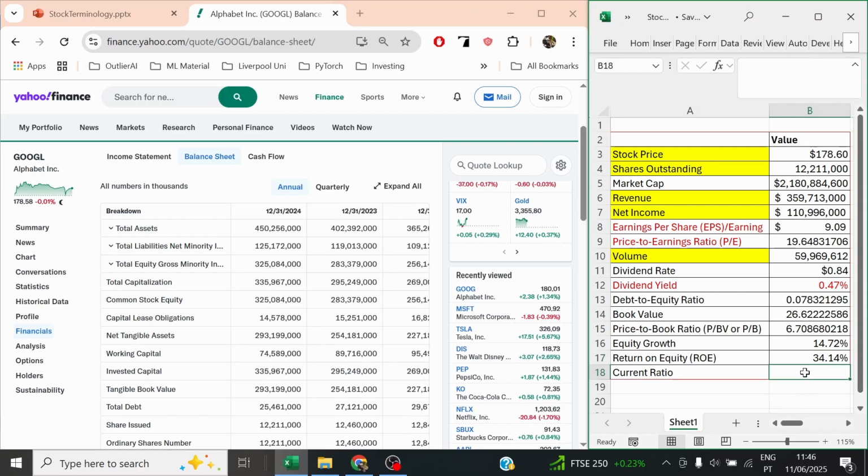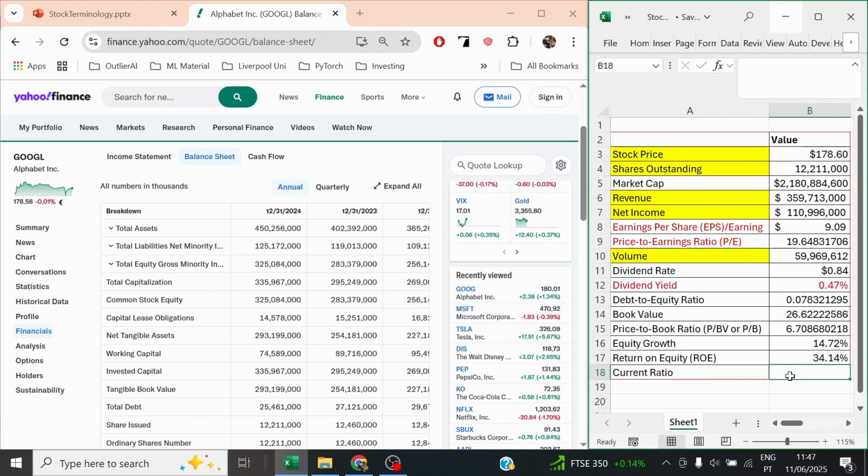So the final number is the current ratio, which is basically the current assets divided by the current liabilities. The current assets are the money that is going to be converted into cash in the next 12 months, and the current liabilities are the total money that is going to go out of the business, paid off or paid for something, in the next 12 months.